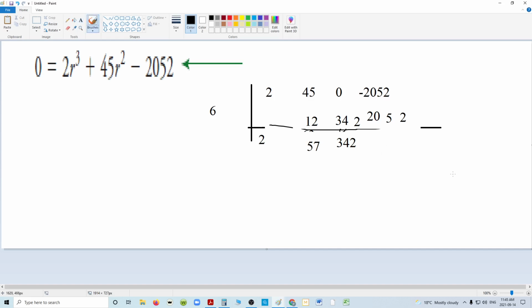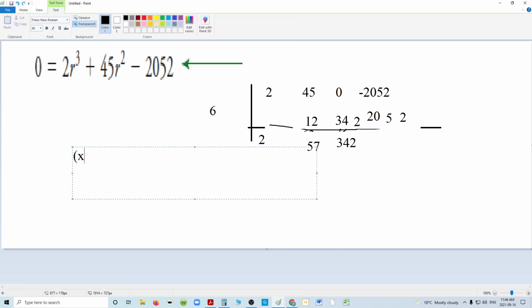And right away, we get that. But we know one of the factors is 6. So that's one possible root, which means we're left with a factor of x minus 6. And we're left with 2x squared plus 57x plus 342.